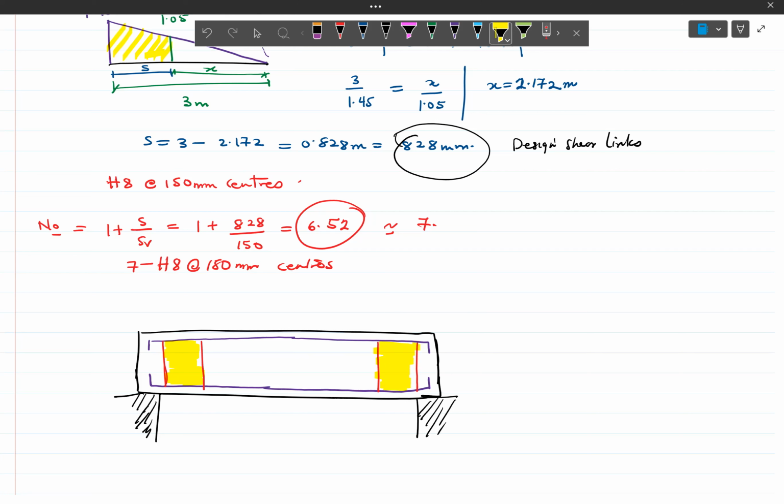So normally this is what we do. I need a green color. So between this and that is where we have the 7H8 at the 150. Okay, so these two zones will have the same thing. So this is 7H8 at 150.